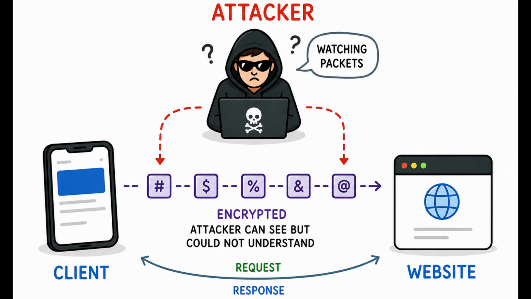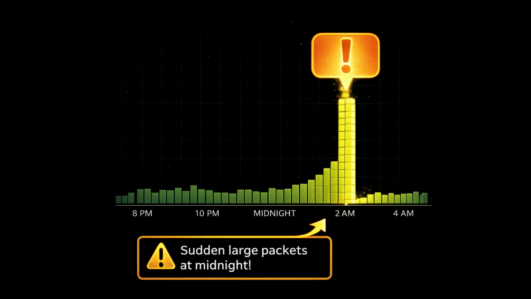And many attacks don't even break encryption. They abuse timing, size, frequency, and patterns. So, for example, if a system suddenly sends large packets at midnight, that is suspicious, right? Anyone can see that. So security teams detect attacks by watching behavior, not messages.